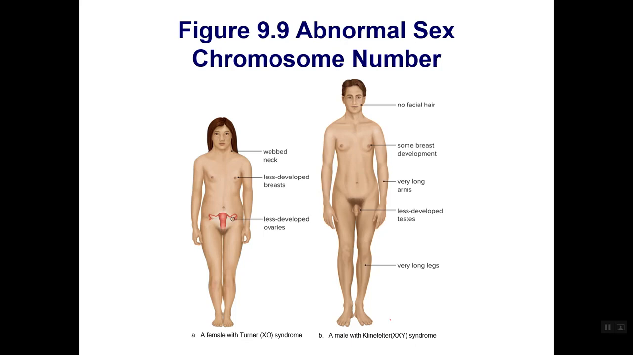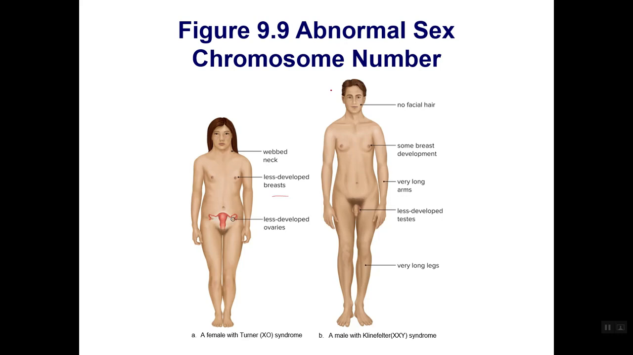Now, Klinefelter syndrome. These individuals have some breast development. The reason for that is because they have 2 X chromosomes. And again, X chromosomes are going to code for genes that are associated with secondary sex characteristics in females. And so these individuals have more than what is considered normal for a male, and therefore they have some secondary sex characteristics that females typically have, such as breast development. Also, no facial hair for that same reason. They also have less developed testes because they have higher female hormones than a normal male would. It's all a balance of how much testosterone and how much female hormones they may have. In addition to that, they also typically have very long arms and very long legs.